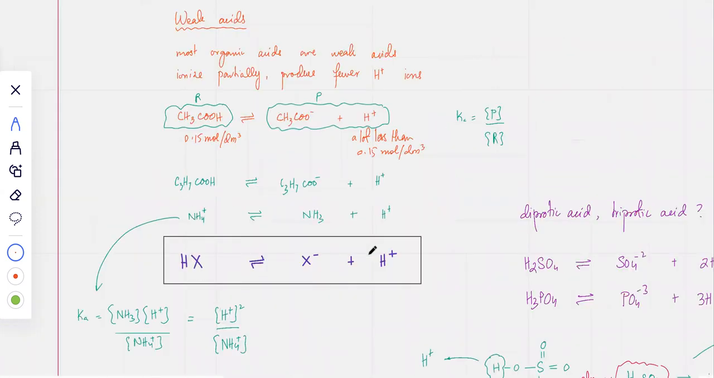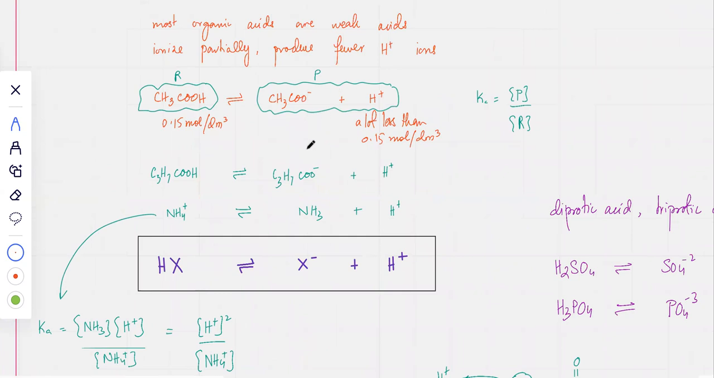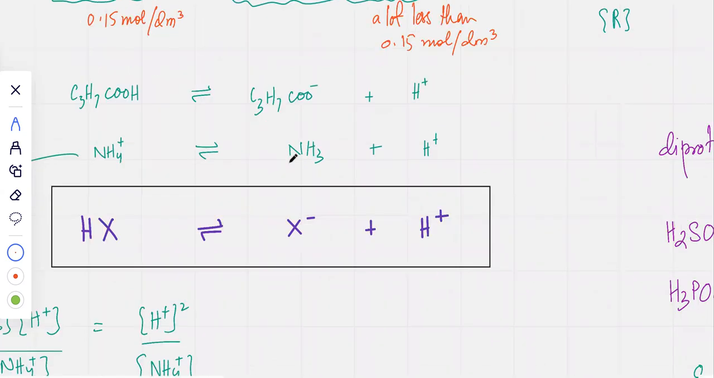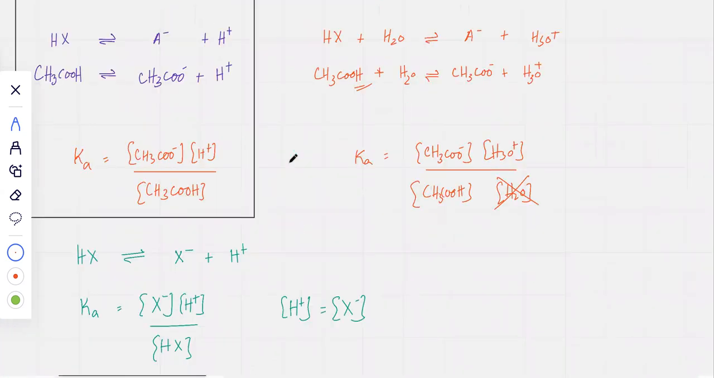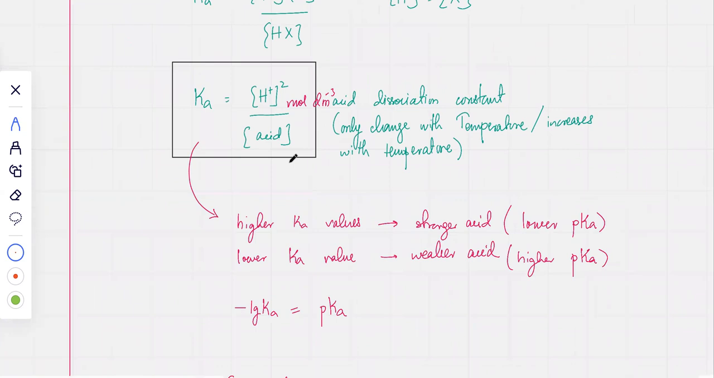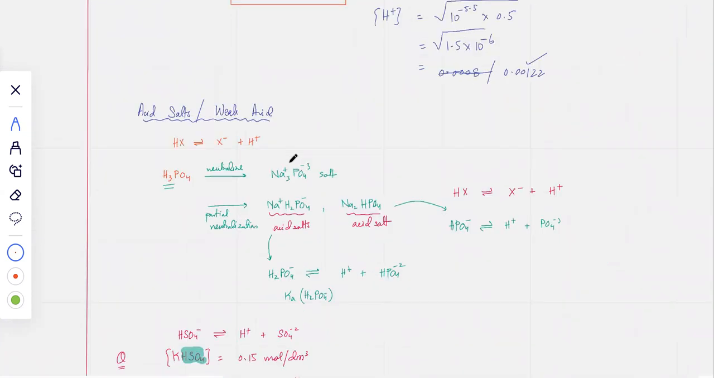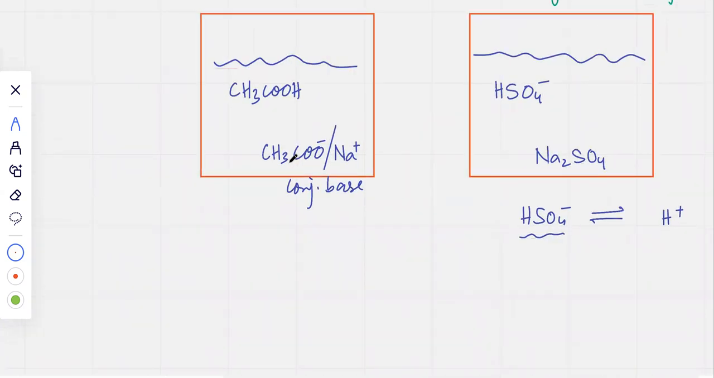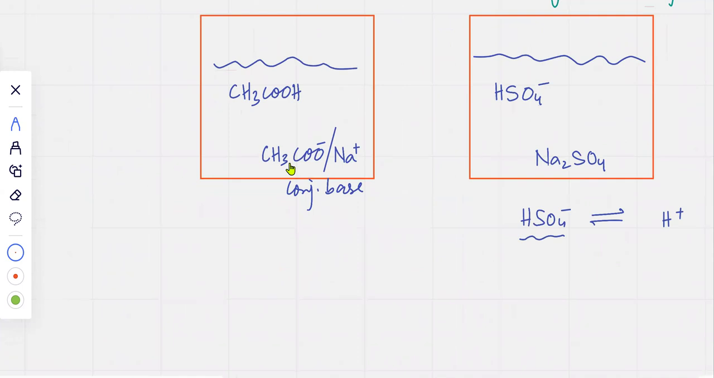So any weak acid mixed with its conjugate base would form a buffer solution. Now, how does the buffer solution work? So let's go back. Where were our diagrams? Remember, it's going to resist a change in pH. So how would this resist pH change? Now that's the question. This mixture would resist pH change, but how would it do that?